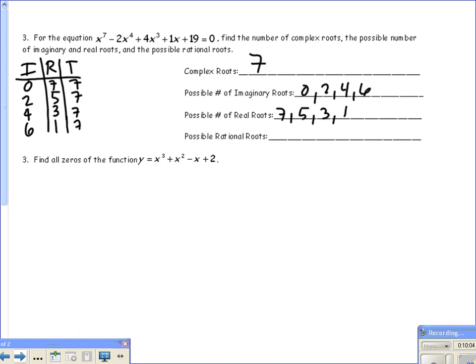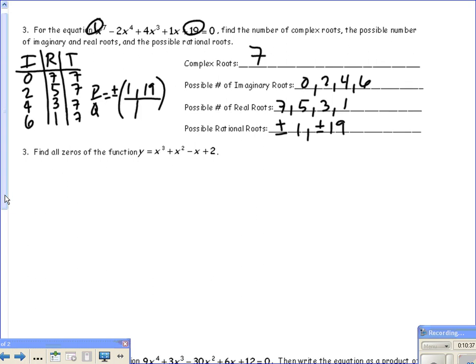So my possible rational roots, again, my p over q. My constant is 19, so plus or minus factors of 19 are just 1 and 19, over factors of my leading coefficient, which is just 1. So my possible rational roots would be plus or minus 1 and plus or minus 19. If it asked me to find the actual rational roots, I would plug those into my equation and then figure out which ones worked. So now for number 3, it says find all the zeros of the function that's given.